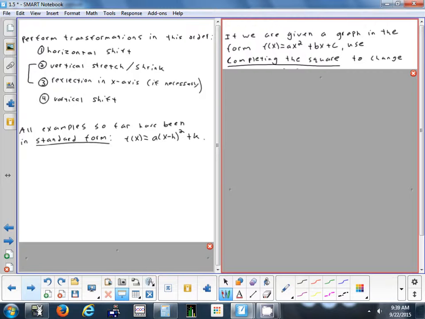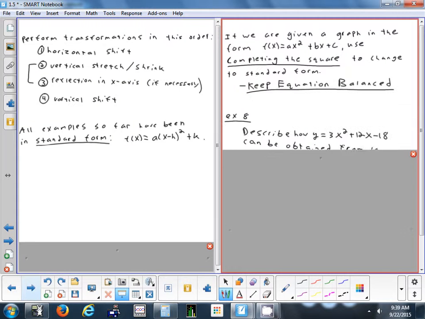Well, sometimes it might not be written that way. They might rewrite it something like that: 3x squared plus 12x minus 18. This is the same type of equation. The only difference is it's basically like somebody decided to FOIL out the x minus h squared and then distribute the a and write it like you were going to write it if you were going to factor it. Well, that's great if you want to factor it, but it's not so great if you want to describe the transformations.